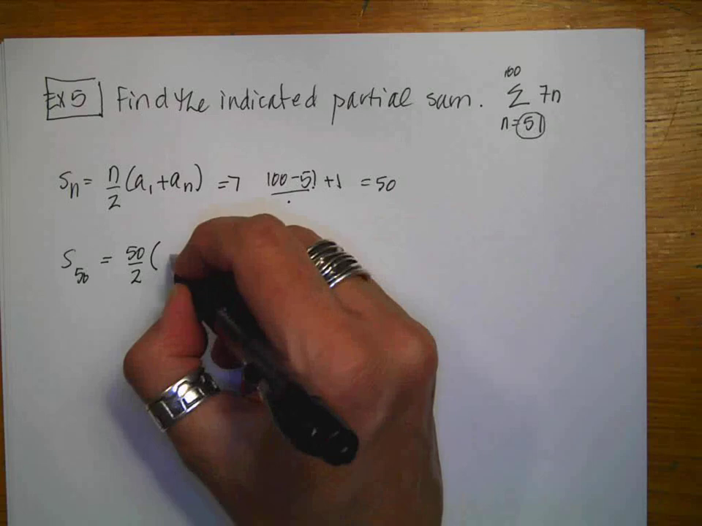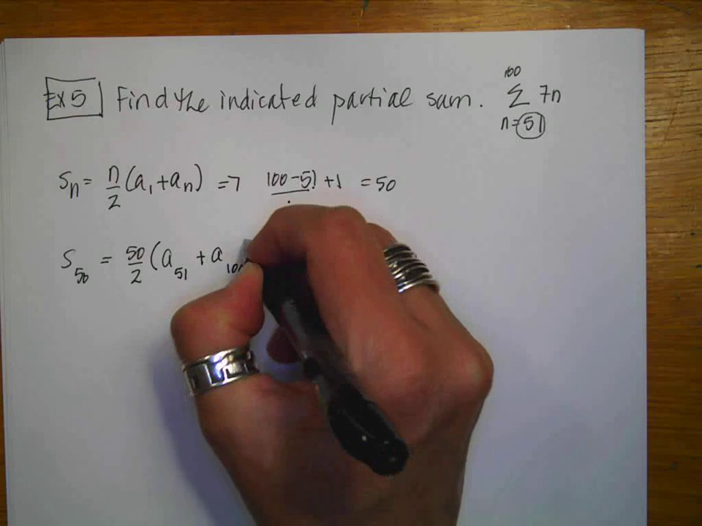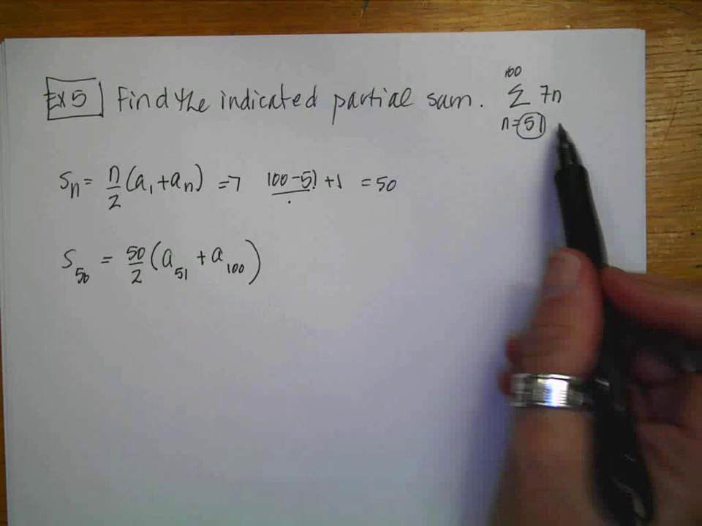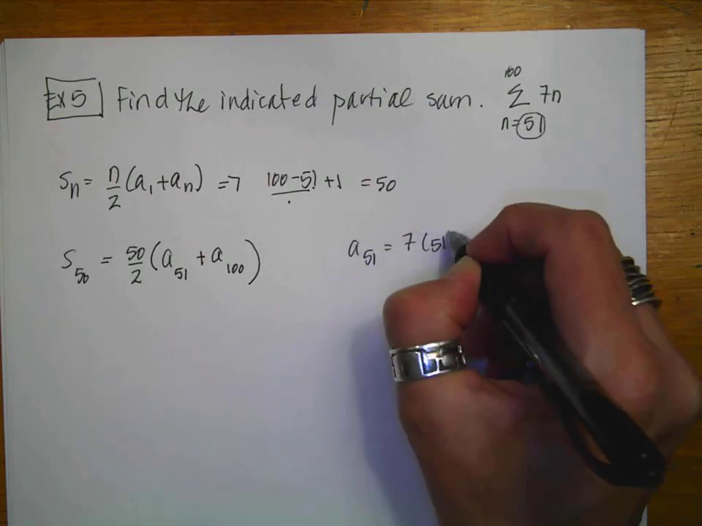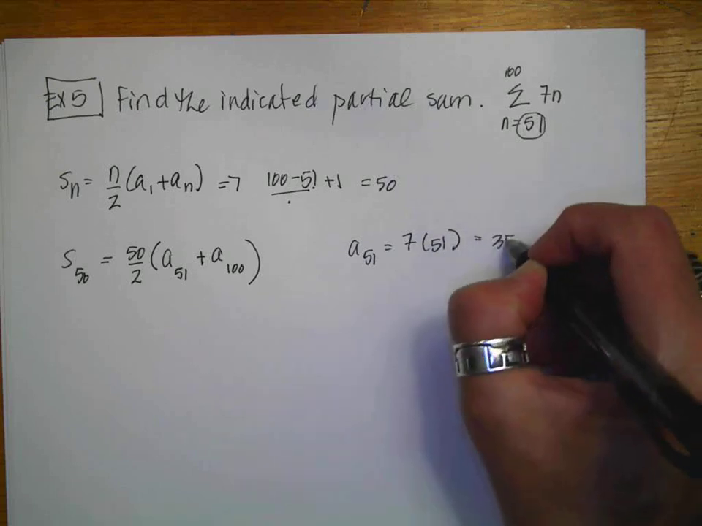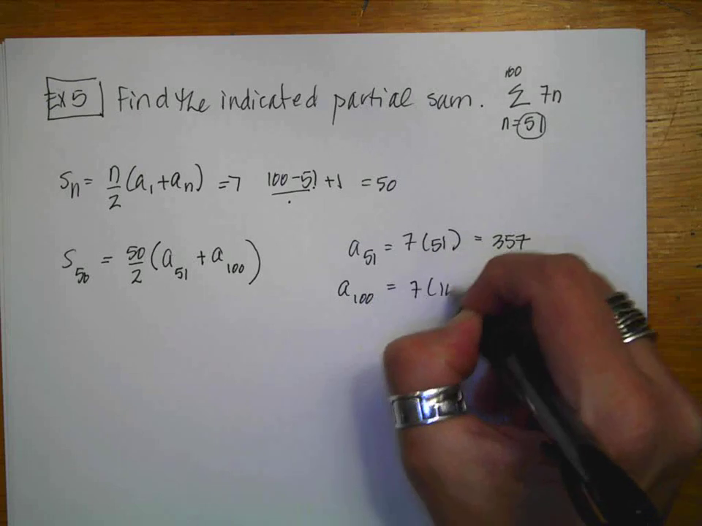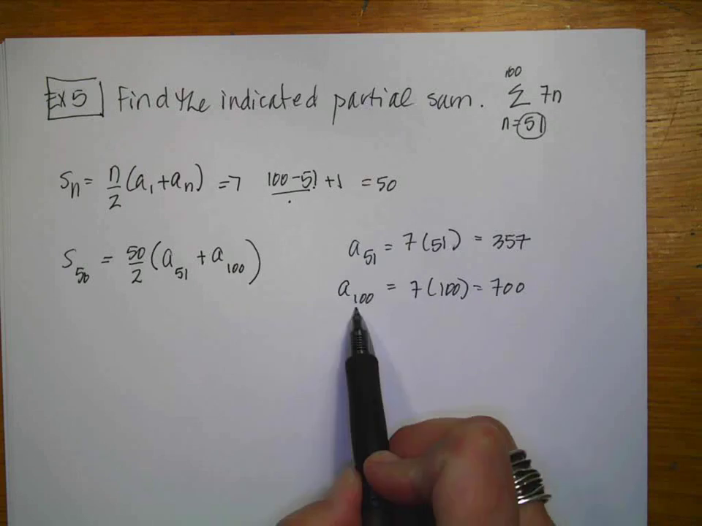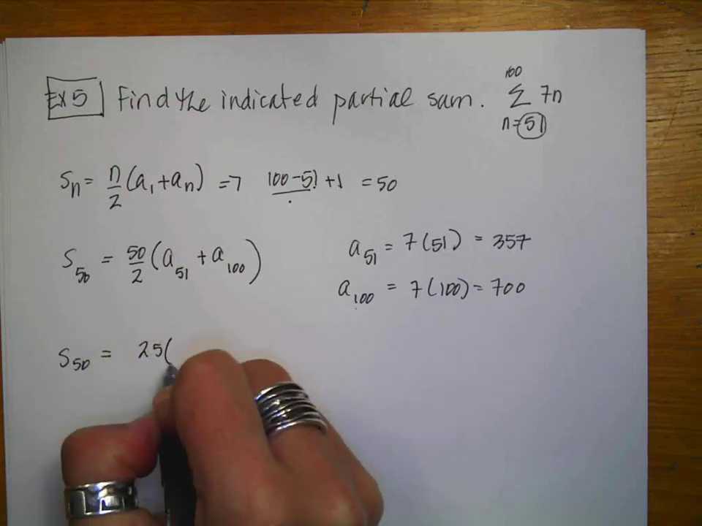I'm starting my summation at 51, so this is a unique situation. So this is going to be a sub 51, and then this is going to be a sub 100, okay? This is a very simple rule, so I'm just going to do these calculations by hand. A sub 51 is 7 times 51, which is 357, and a sub 100 is 7 times 100, which is 700. Okay, so I'm calculating the first and the last term of the summation.